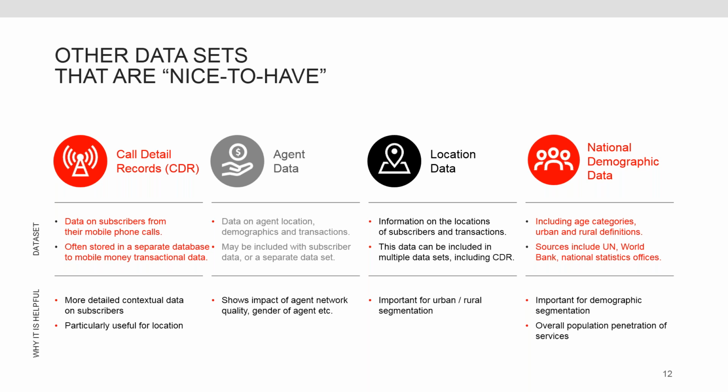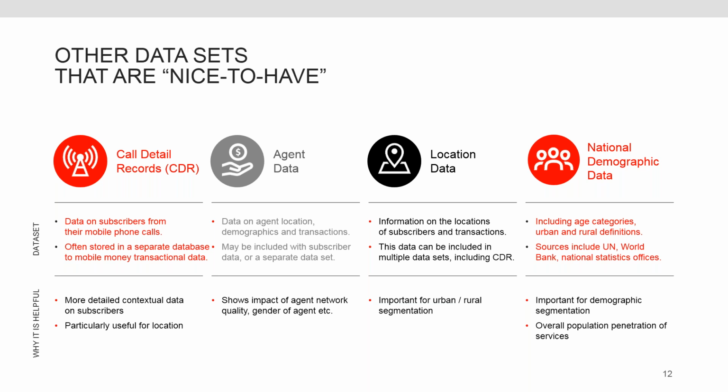There's location data, which could come from a couple of different sources, but it's very important for being able to do things like urban-rural segmentation, which we would suggest is an important additional layer of demographic segmentation that you do on your data. This might be included in the CDR data, but it might also be included with the subscriber at the point of registration, in which case it will be rather less accurate, most likely, and be manually inputted.